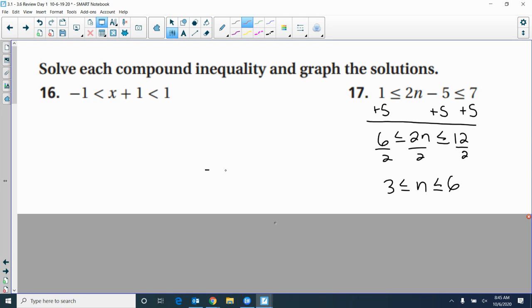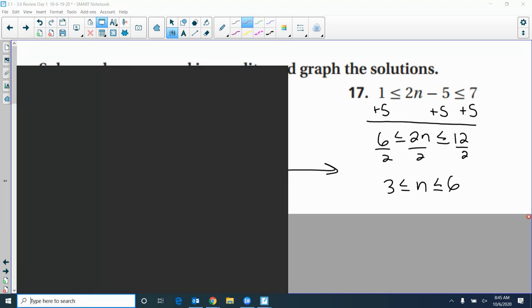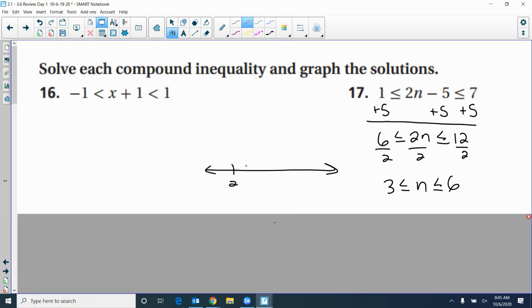Christian? Three is less than, wait. What kind of dots do I put at 3 and 6? Solids. Solid dots at 3 and 6. And then what do I do in between those dots? Draw a line. Yep, that's where it's shaded. So basically I'm saying every number between 3 and 6 is an answer. So I plug in the number 4. 2 times 4 is 8. 8 minus 5 is 3. Is 3 bigger than 1 and less than 7? Yes. No other numbers will work.